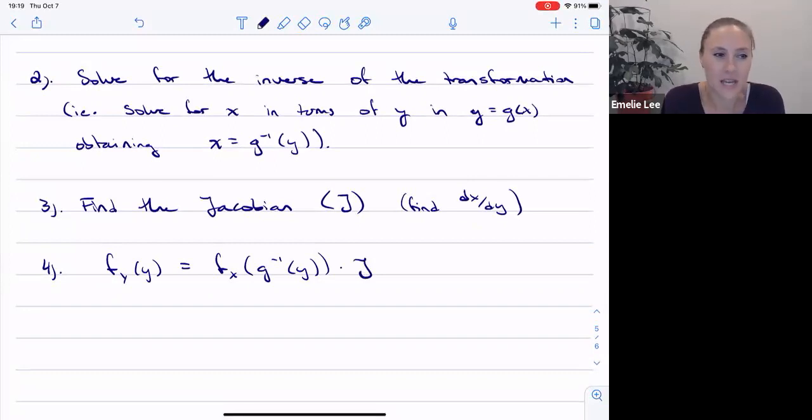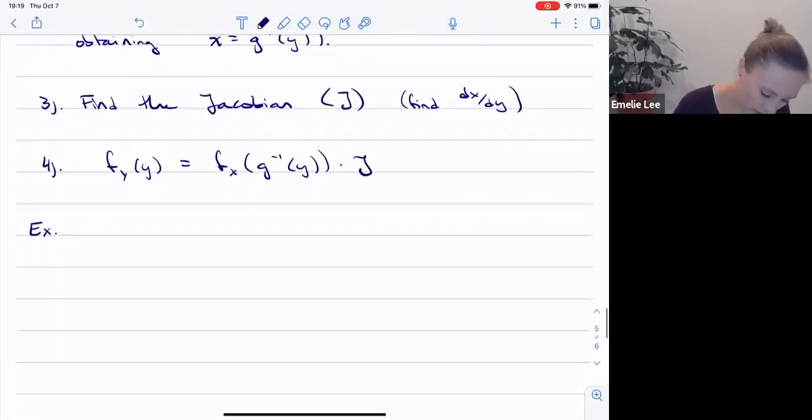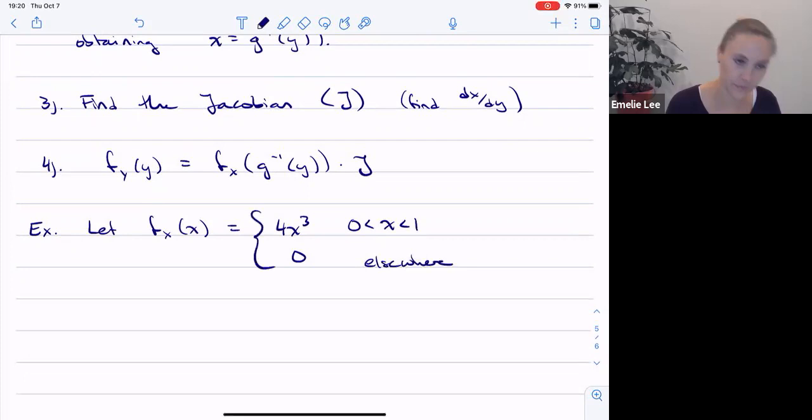So let's have a look at an example here. If we let f_X of x be 4x to the 3 if x is between 0 and 1 and 0 elsewhere, that's a PDF of x, right? And 4x to the 3 between 0 and 1, I know it's one to one, just remembering what it looks like. Or you could use Desmos if you're not sure. You can map it in Desmos.